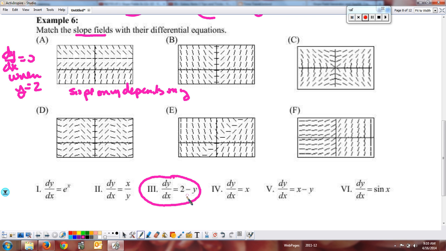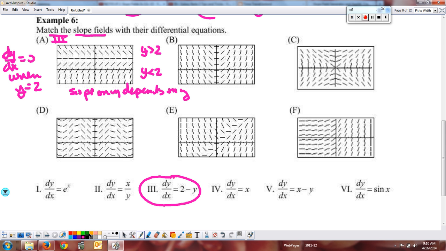And if you check, what was 0 when y was 2, hey, that works out. I would also make sure I check that when y is greater than 2, all of my slopes are negative. Are all your slopes negative? Yes. And when y is less than 2, all of your slopes are positive. So we're good. So we're going to match A with 3.